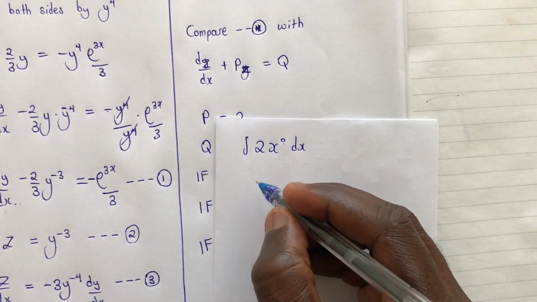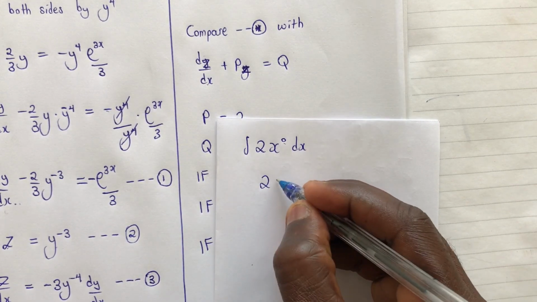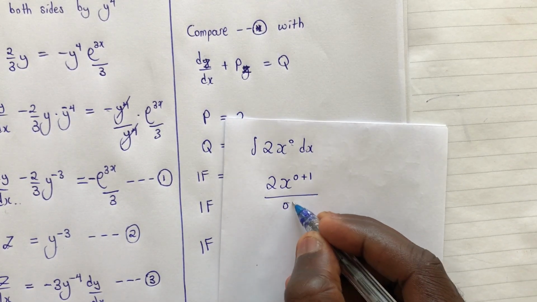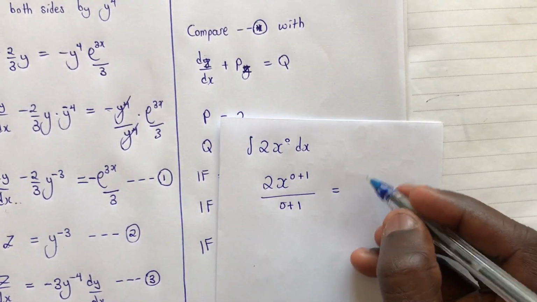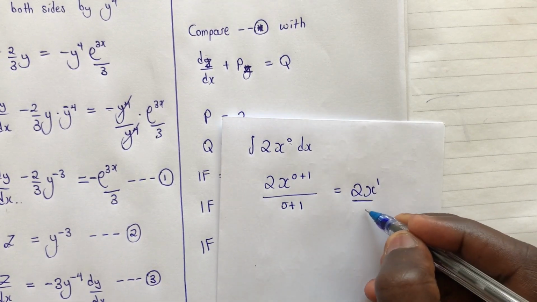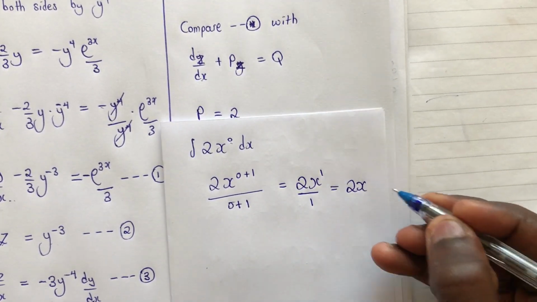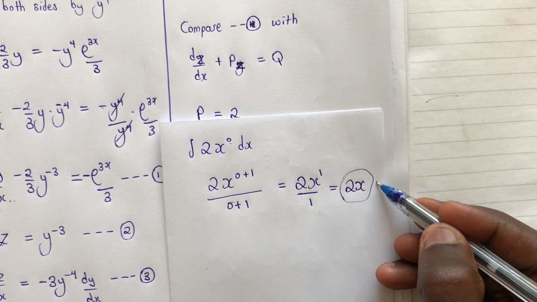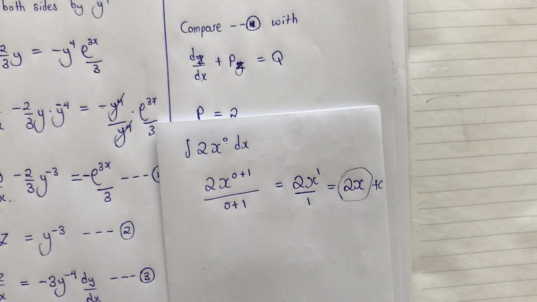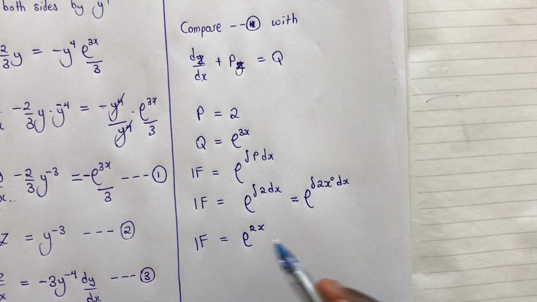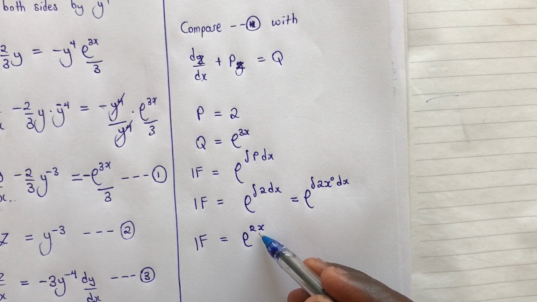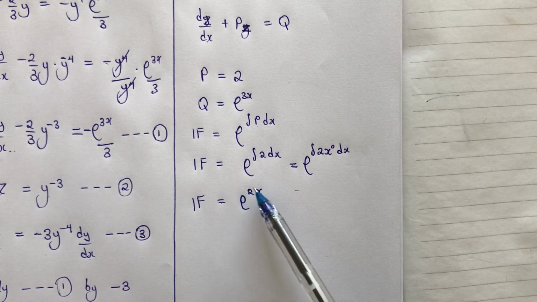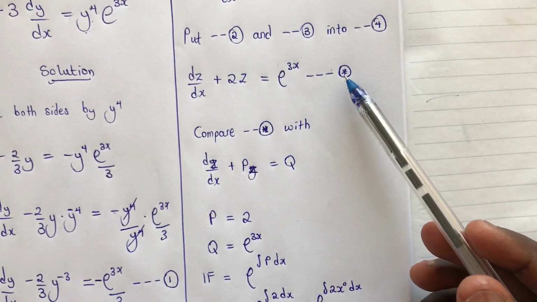So now integrating this, the result is giving us 2x^(0+1), add 1 to the exponent, divided by 0 plus 1. Now this is the same as 2x to power 1 all over 1, giving us 2x. So the integral of the value 2 is what? 2x plus c. Now I'm not interested in the constant. So the integrating factor IF is equal to e to the power 2x. So now after finding the integrating factor, use it to multiply equation star.